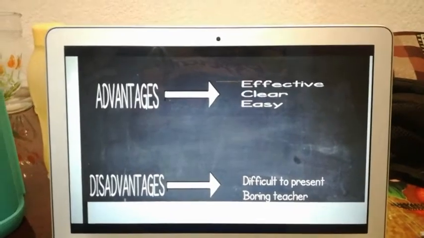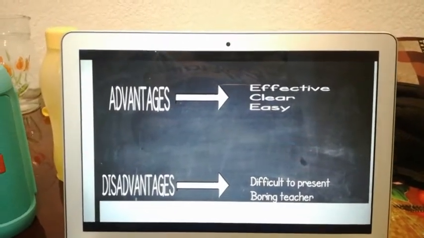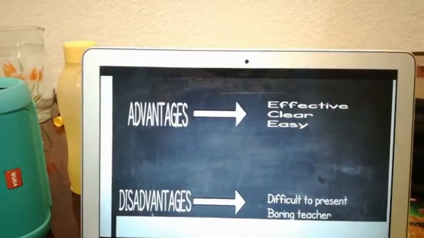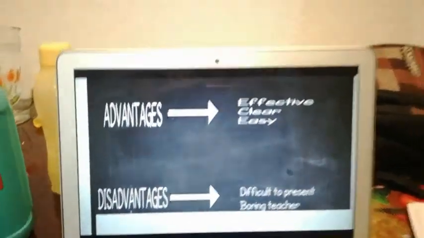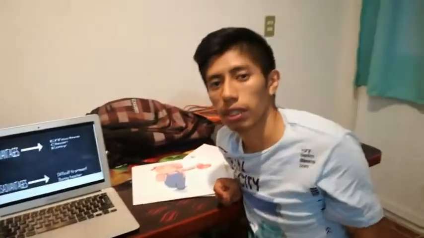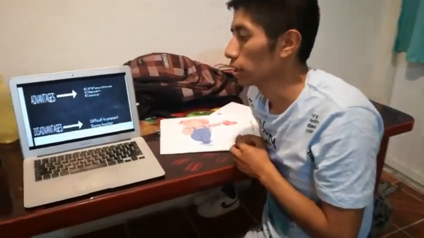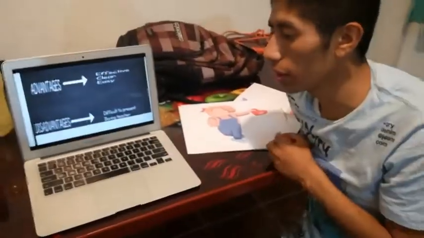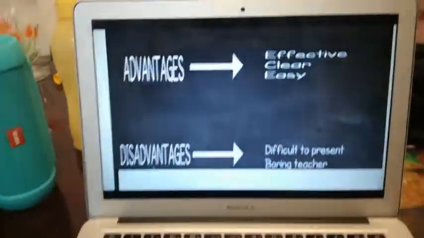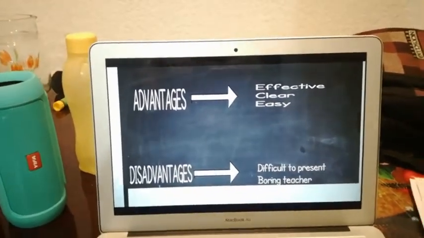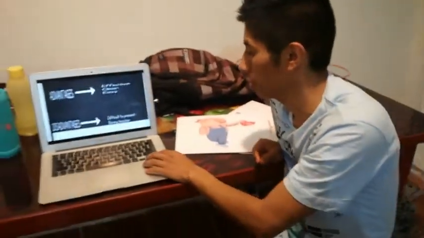And we have advantages in this oral approach. It is effective, it is clear, and I think it is easy because all the time students repeat words or sentences. On the other hand, there are disadvantages: it is difficult to present and maybe it is boring for the teacher.